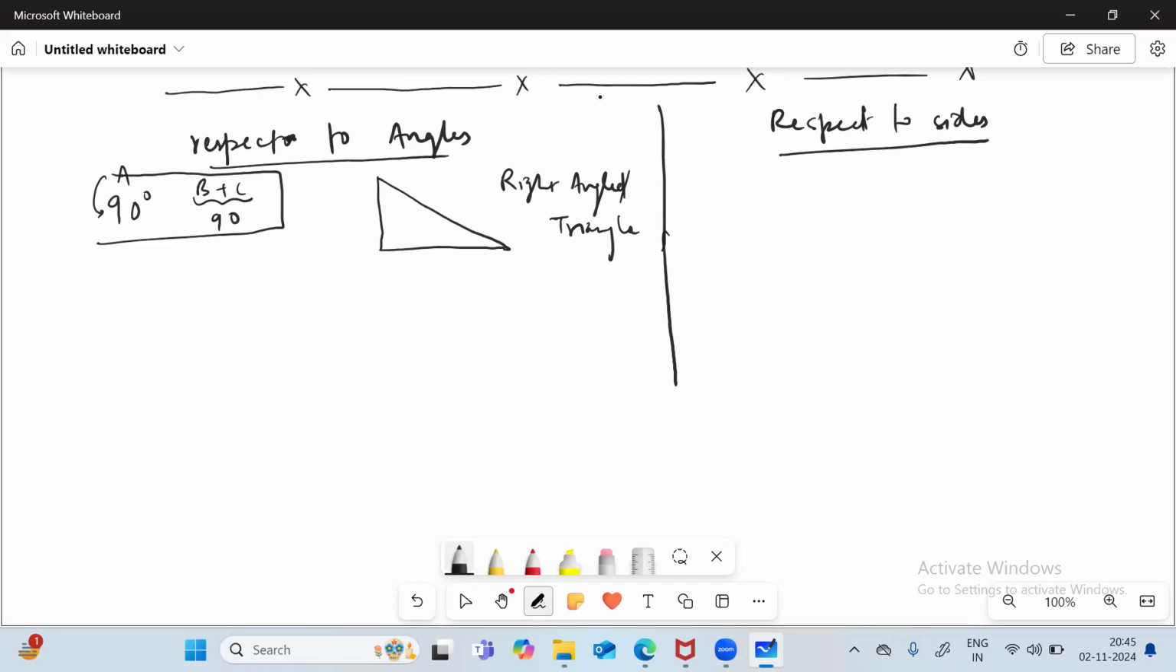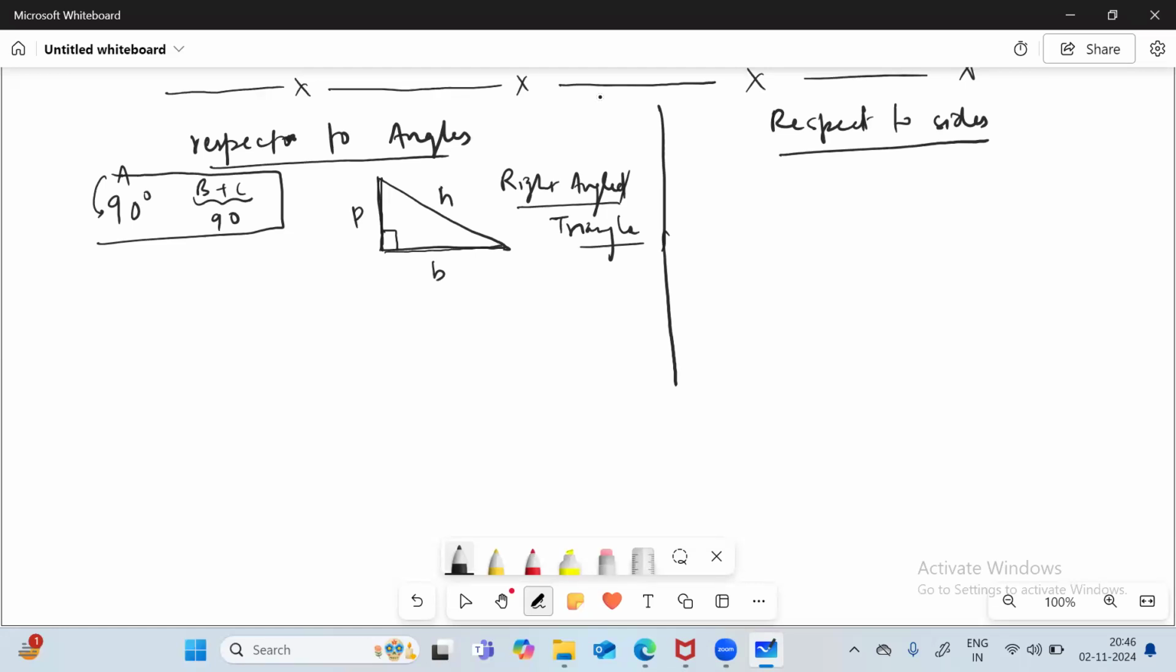A triangle will not have two right angles. It may have only one right angle. And if there is any right angle in the triangle, it is called a right angle triangle. And there is a very unique property related to this particular right angle triangle. Of these two sides, one of them will be called perpendicular and one of them will be called base, represented as P and B. And the third side, which is the biggest side, will be called the hypotenuse.